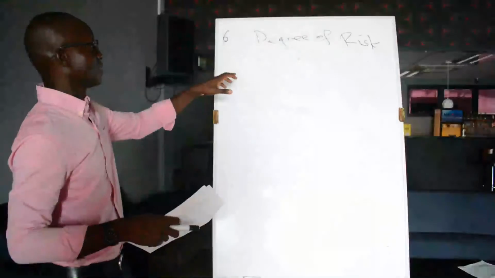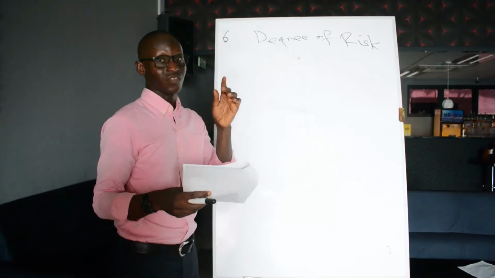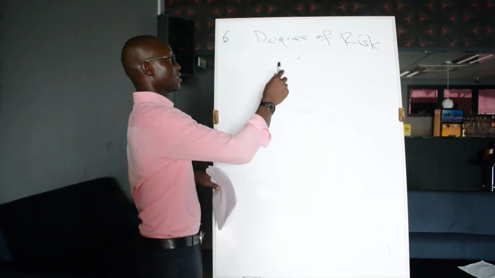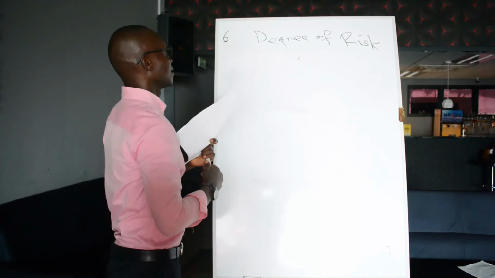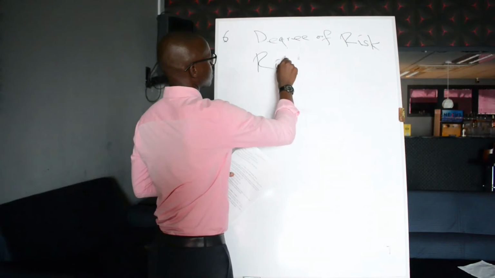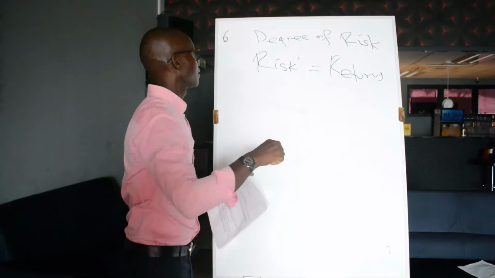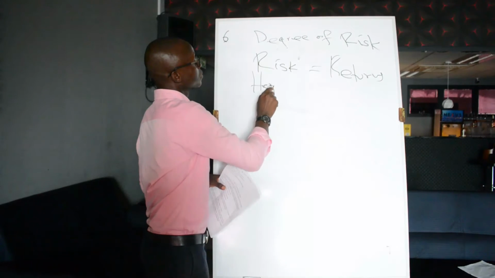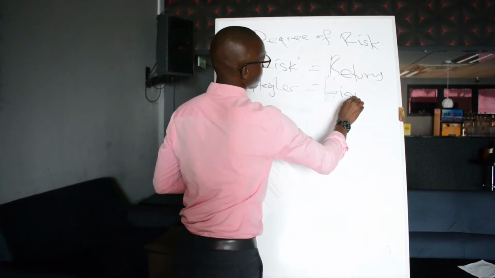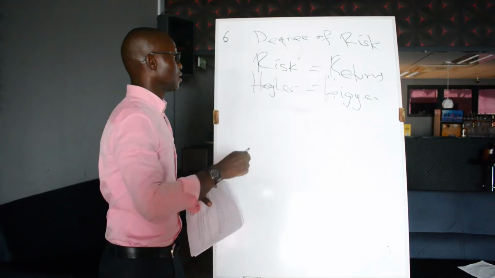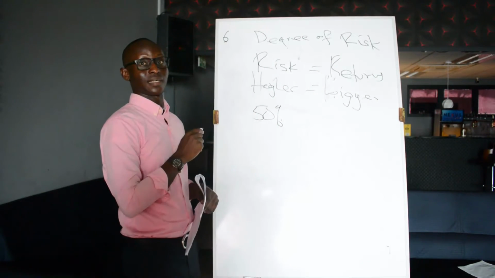The 6th point with respect to how best we can get a bigger interest on our investment is to consider the degree of risk with respect to the investment. Now, investment is such that the risk is always equal to our returns. That is why the higher your risk, the bigger your returns.